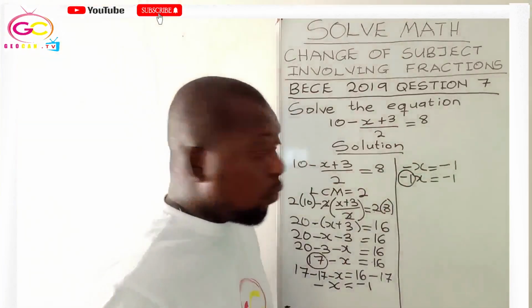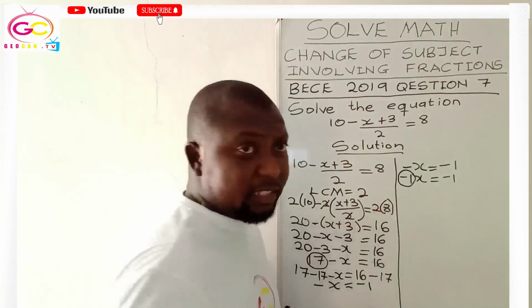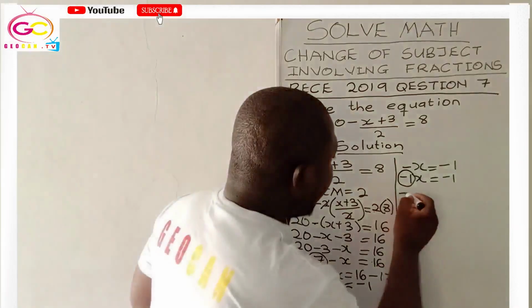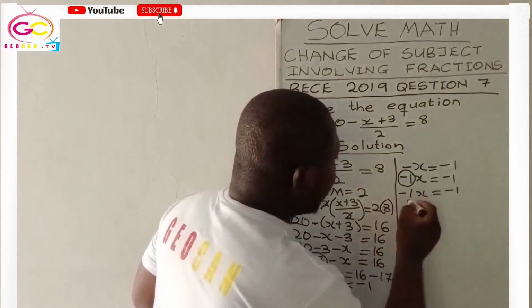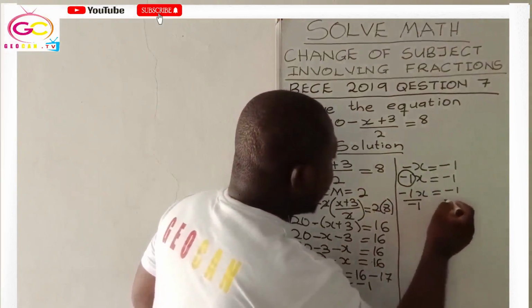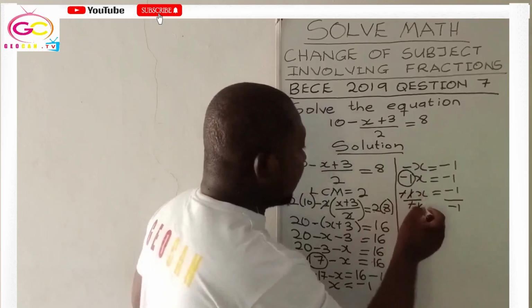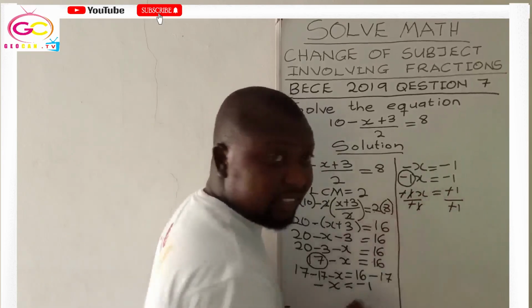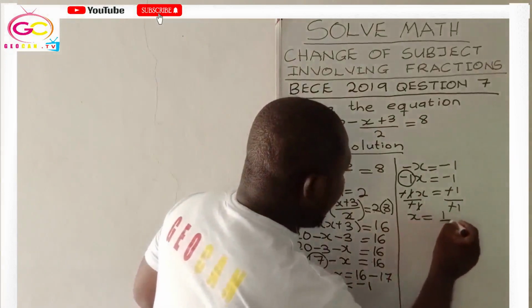Okay, so now what do we have closer to x? We have negative 1. So we have to divide both sides of the equation by negative 1 so that x can stand alone. So we have negative 1x is equal to negative 1 divided by negative 1. Now, negative cancels negative, 1 cancels 1. Here, negative cancels negative. So you'll be left with x is equal to 1 over 1.